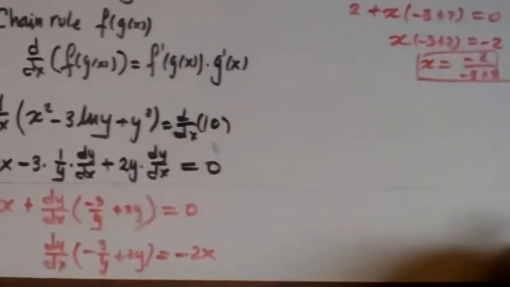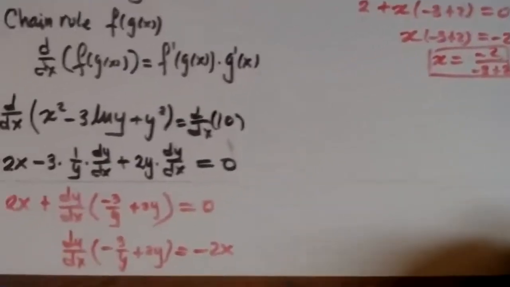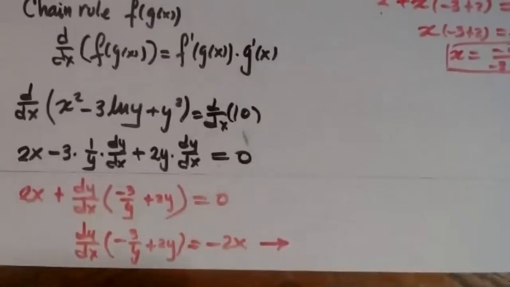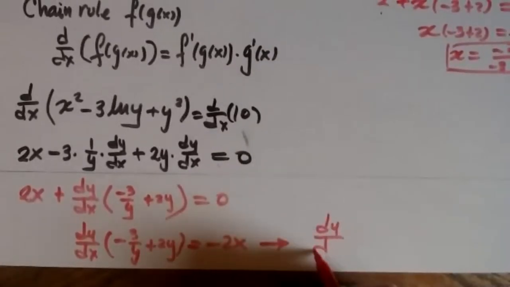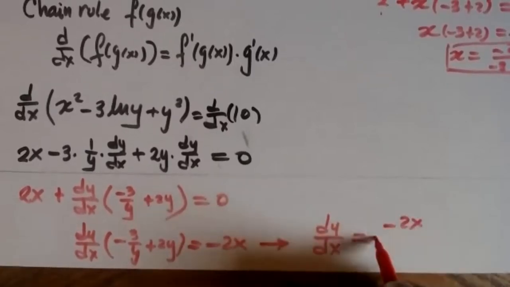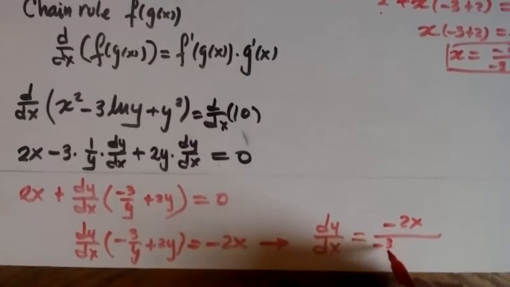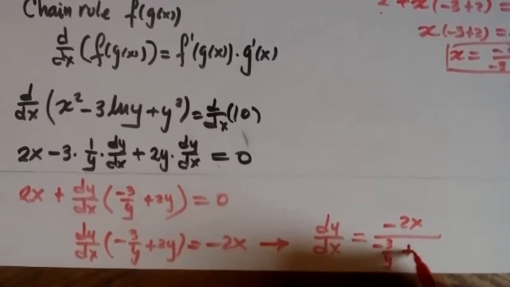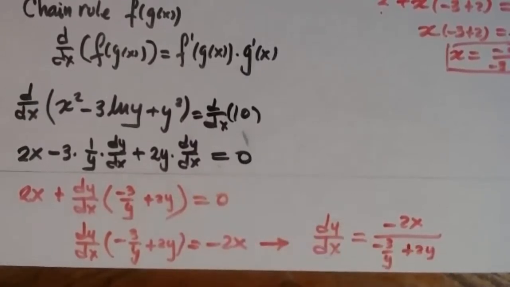And what is the last step? Well, the last step was divide by the parentheses, so I have to divide by the parentheses. So dy/dx equals negative 2x over negative 3 over y plus 2y. And that is my answer, okay?